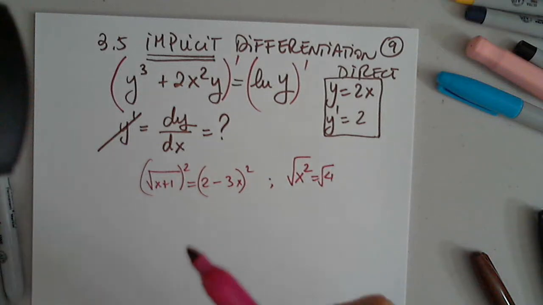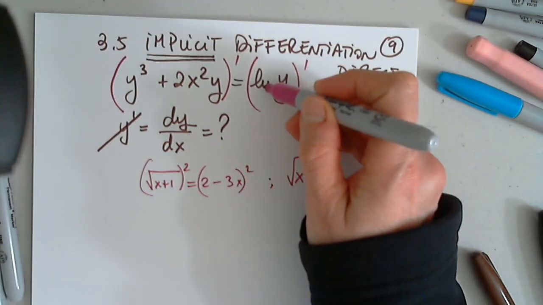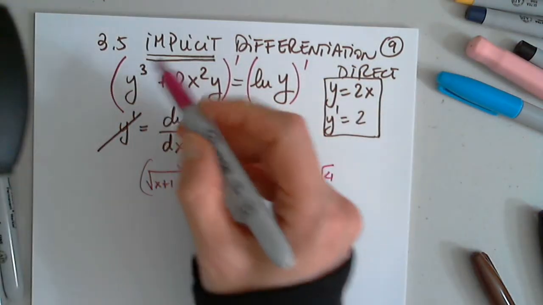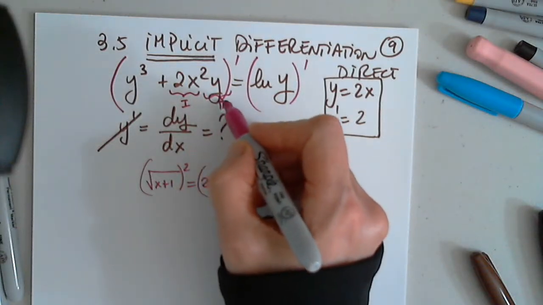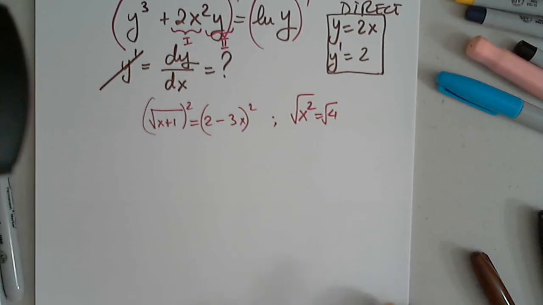Now, I have to be very careful because this is an inner function, this is the outer function. This is the inner function, this is the outer function. This is a product of two different functions. It's a mess. Okay, not quite.